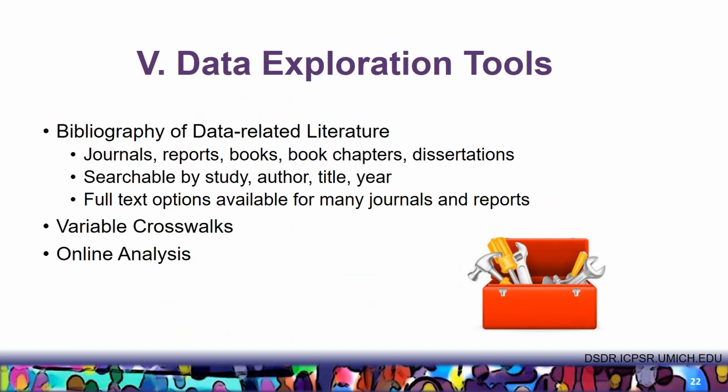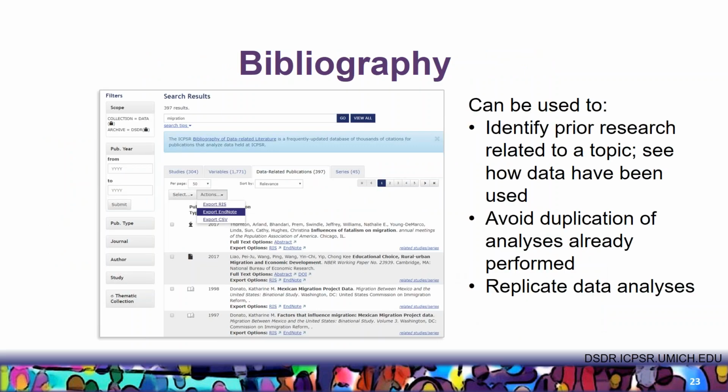Next, we'd like to highlight 3 tools for exploring data on the DSDR website: the bibliography, variable crosswalks, and online analysis. While I covered the bibliography earlier as a search option, I'd like to talk a little bit about it as a data exploration tool. It's a helpful resource in seeing what research has already been done on a topic. This can be especially helpful to students and others who are new to using secondary data for analysis. It can also be used to avoid duplication of analyses that have already been performed, as well as intentionally replicate data analyses.